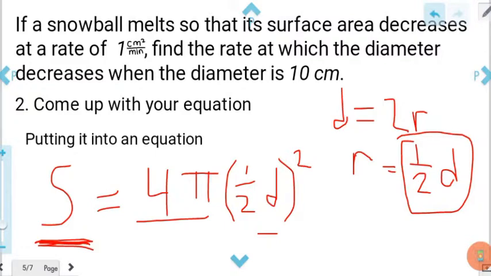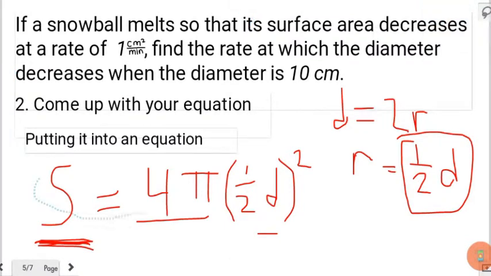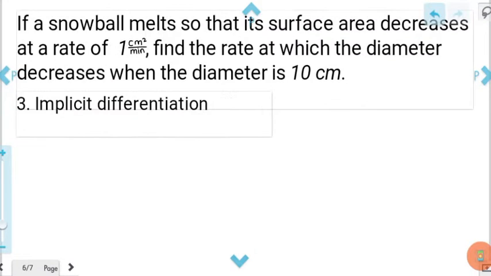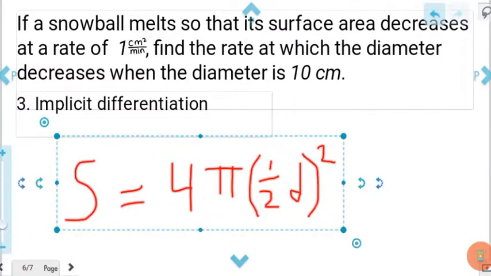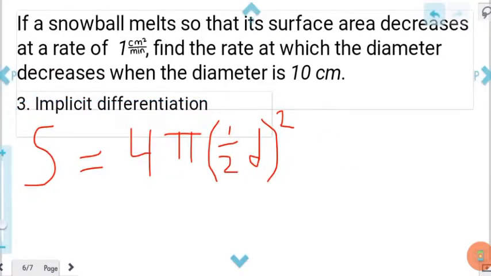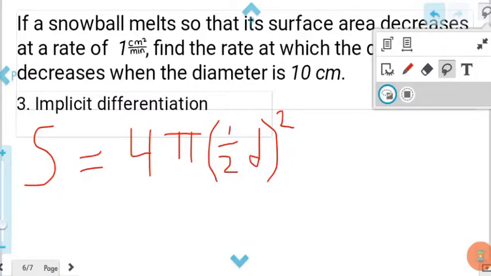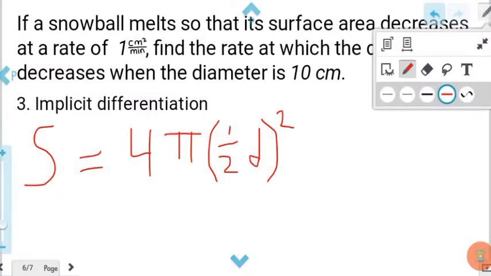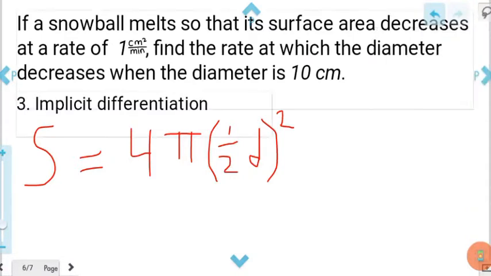So what I will do is just grab this, and we'll take this equation and go on to our next step here. Now that we have created our equation, we can do the implicit differentiation step, which essentially just means take the derivative of both sides of the equation with respect to time.